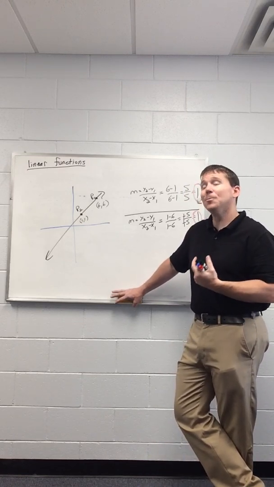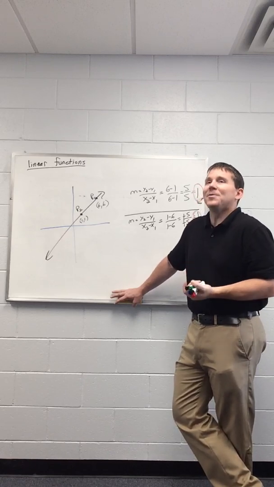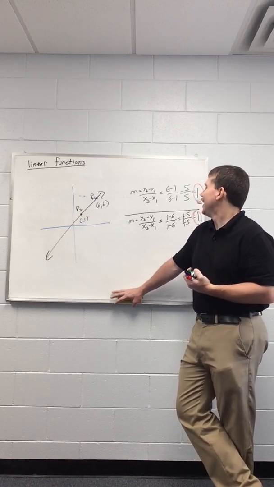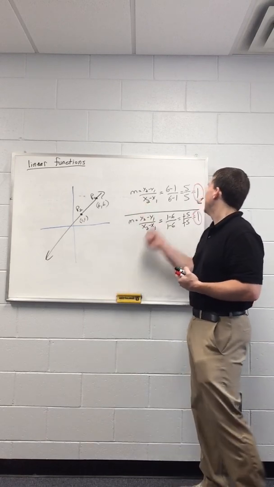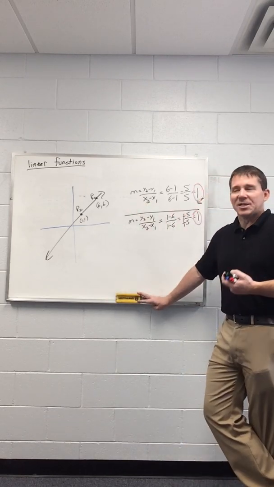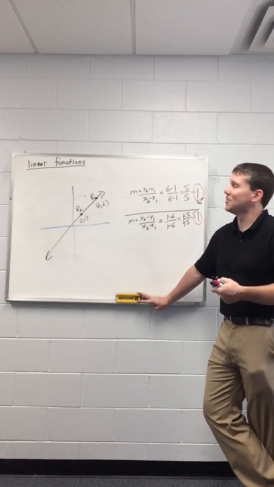It does not matter which 2 points you pick, and it does not matter if you do them left to right or right to left. As long as you do the math correctly, you'll always get the same slope, which is a good thing. If everybody got a different slope, then it wouldn't really mean anything.